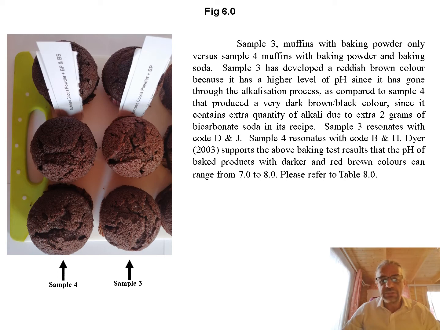Dyer 2003 supports the above baking test result that the pH of baked products with darker and red-brown colors can range from 7 to 8. Please refer to Table 8.